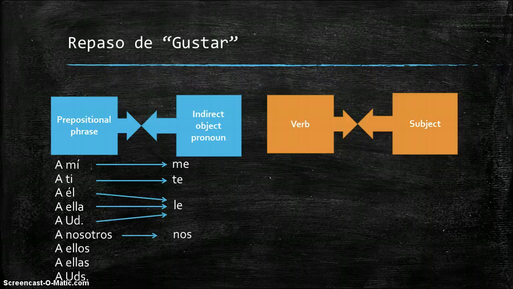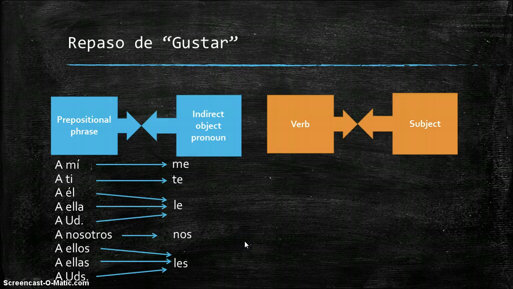A nosotros, nos. A ti y a mí, nos. A la señora Burnside y yo, nos. Because they all mean to us, right? A ellos, les. A ellas, les. A ustedes, les. A las alumnas, les. So these always have to match. This is the prepositional phrase, and this is the indirect object pronoun.